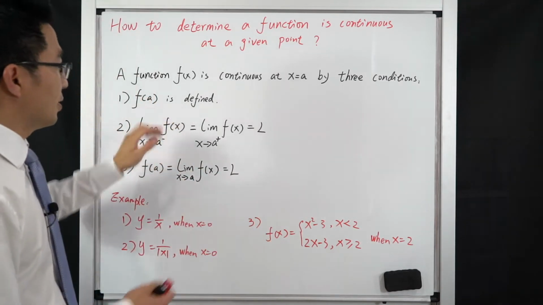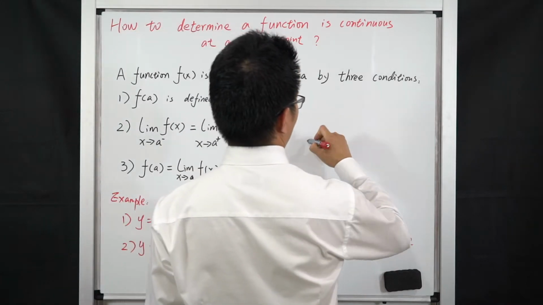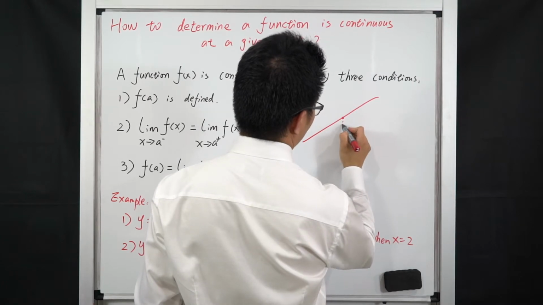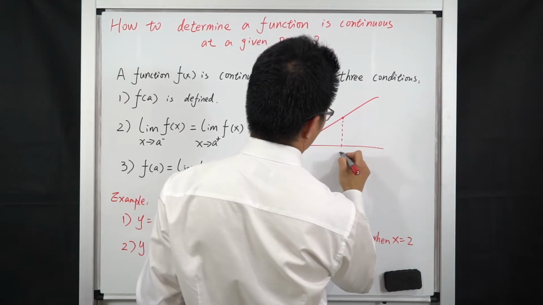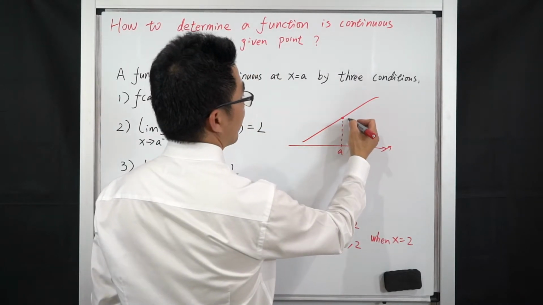So f(a), when you show it on the graph, would look like this. We can find the actual value of the function when x equal to a. So we have the actual point for this function, f(a).